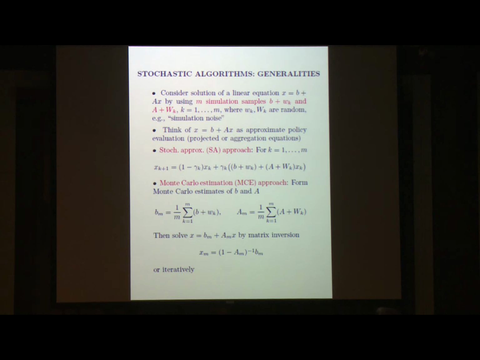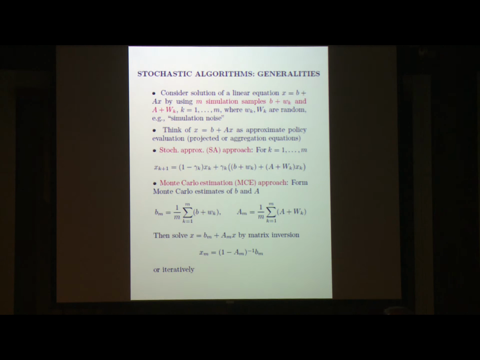Another possibility is to use these samples of B and A to construct Monte Carlo averages. This is the Monte Carlo average of the samples of B, and this is the Monte Carlo average of the samples of A. This is some vector B_M and A_M, and then you form an approximate sampling equation where the sample averages are replacing the true quantities. Once you have this equation, you solve it either by matrix inversion or iteratively, using some kind of iteration.